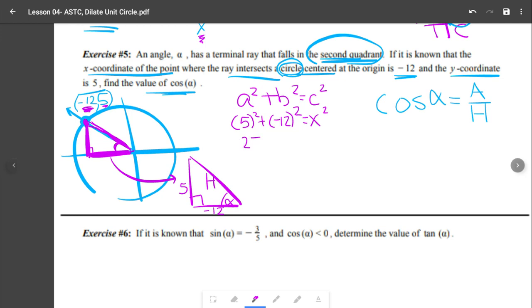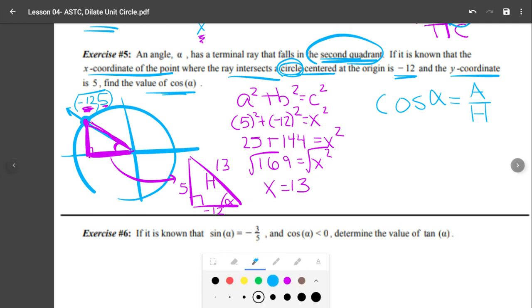When you go to square these, make sure that -12 is in parentheses because you should get a positive 144. Adding it to 25, you get 169. Take the square root. We get that our hypotenuse is 13.